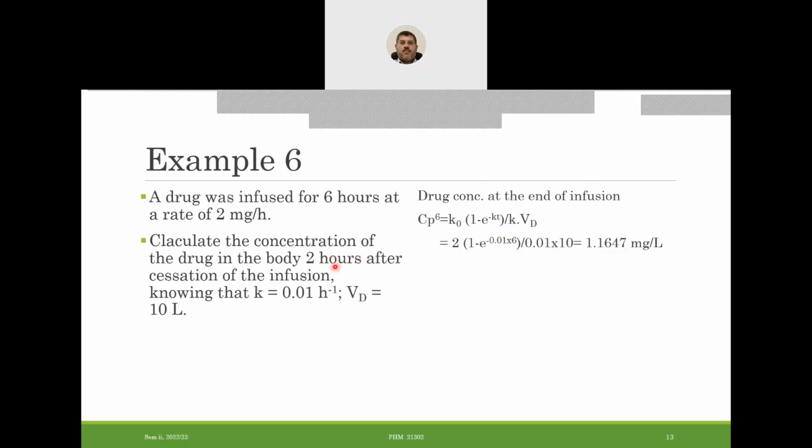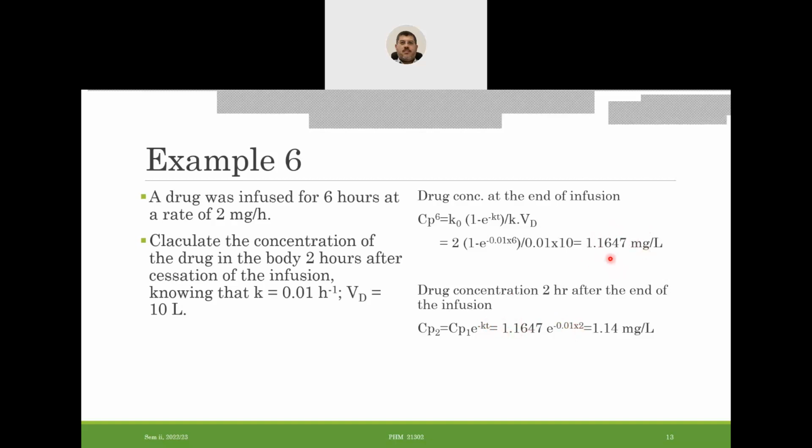What will happen to this concentration 2 hours after I stop the infusion? It will decrease more. Decrease by which rate? Exponentially. Same equation as for IV bolus that we used: C2 equals C1 times exponent of negative Kt. So Cp2 equals Cp1 times exponent of negative Kt. Time here is after we stop, 2 hours. So it is equal to the value at the end of the infusion times exponent of negative K times 2 hours. It will be lesser: 1.14 milligram per liter.